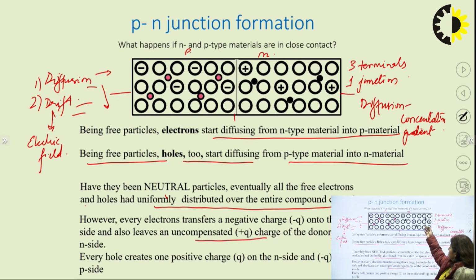We can see from the figure that the positive charge is left on the N side and a negative charge is on the P side, because it has more holes. So electrons will move from N side to the P side, and it will create a negative charge here in the P side, and similarly holes will move from P side to N side, and it will create a positive charge in the N side. So every hole creates one positive charge basically on the N side, and every electron will create a negative charge on the P side.